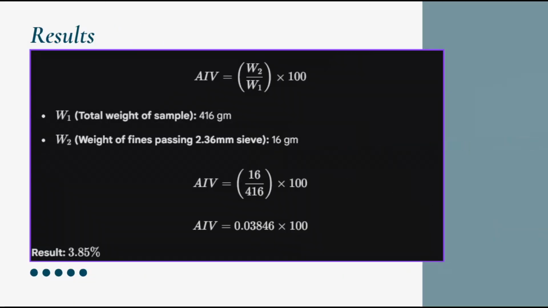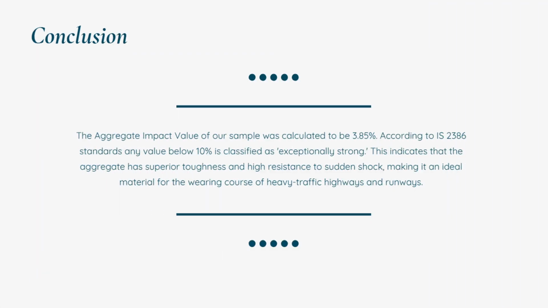In results, our testing today yielded an impact value of 3.85. In conclusion, we can conclude that this aggregate is suitable for heavy-duty bituminous concrete. Testing the toughness of a material today ensures the safety and longevity of the roads.